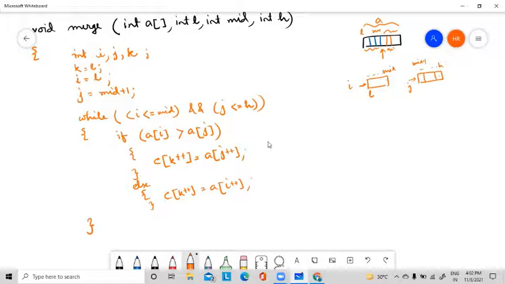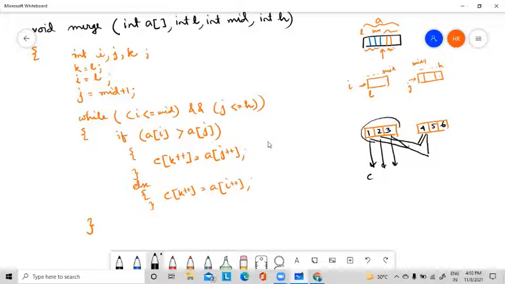Done this part. Now it may happen when I am comparing two different subarrays. Suppose the elements of this one are 1, 2, 3 and this part is 4, 5, 6. If I compare 1 with 4, first 1 will be copied into C. Then 2 is compared with 4, then 2 will be copied into C. Then 3 is compared with 4, then 3 will be copied into C. So nothing is left in this array to be compared with this. So what do I have to do? All the rest of the elements I have to copy into C.